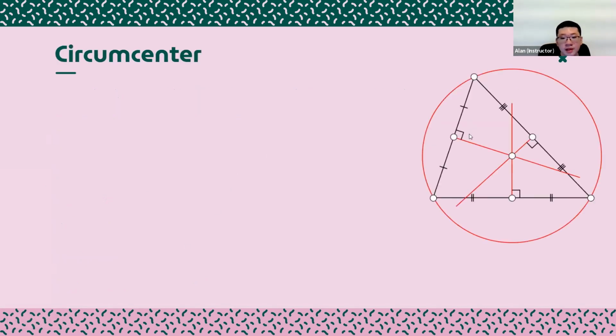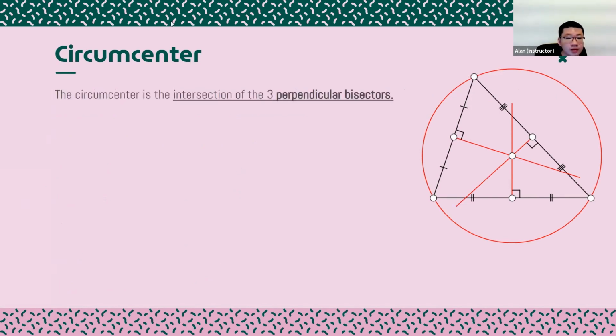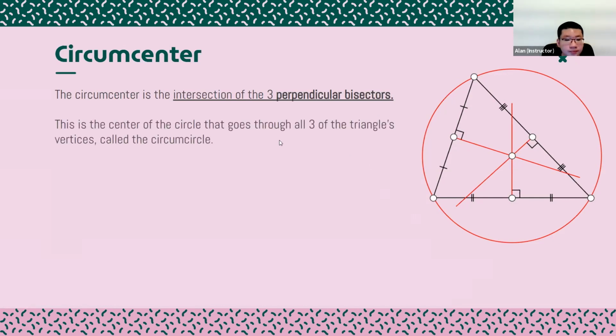Okay, so now let's move on to the next center, which is going to be the circumcenter. The circumcenter is the intersection of the three perpendicular bisectors. Last class, we already went over what perpendicular bisectors are, and you can see on the right that there's a perpendicular bisector from each of the sides, and they intersect at the circumcenter. What's special about it is that it's the center of the circle that goes around all three of the triangle's vertices, and that's called the circumcircle. So the center of that is obviously called the circumcenter.